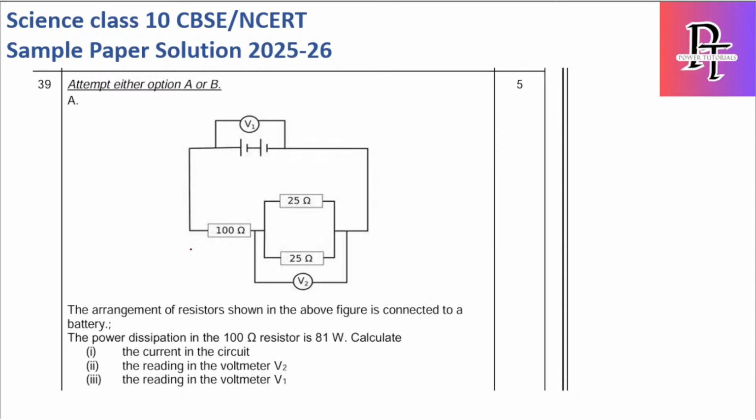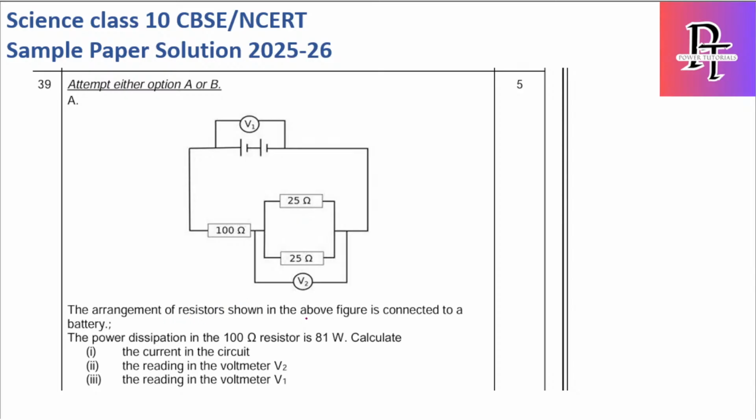You can see we have one voltage source, a voltmeter connected in parallel to it, and then we have one resistor here which is 100 ohms, and then we have two resistors, 25 and 25, in parallel, and we have another voltmeter V2 here. For the circuit, I will repeat: the cell represents the voltage source, and we have a total of 3 resistors, one in series and 2 in parallel.